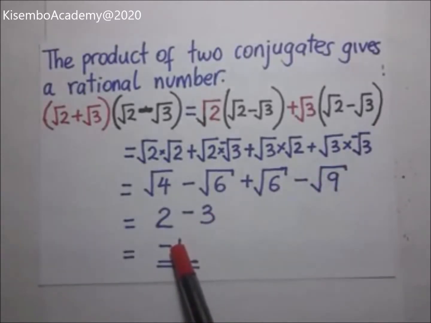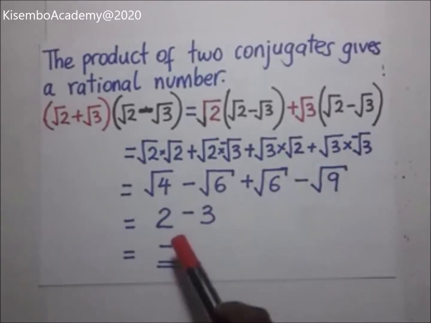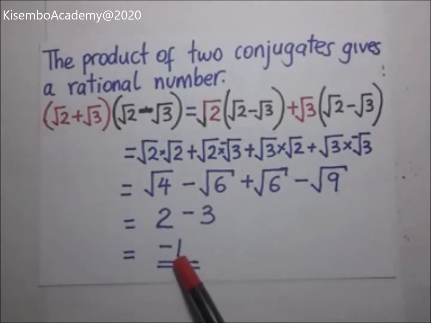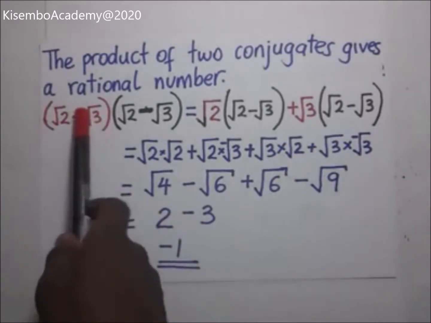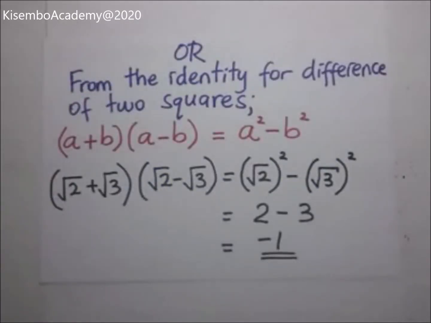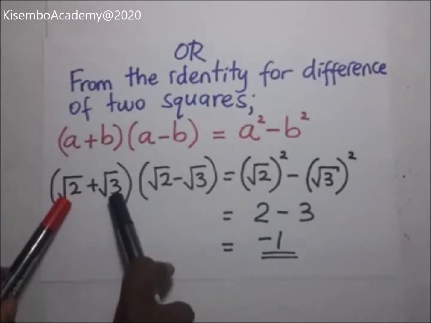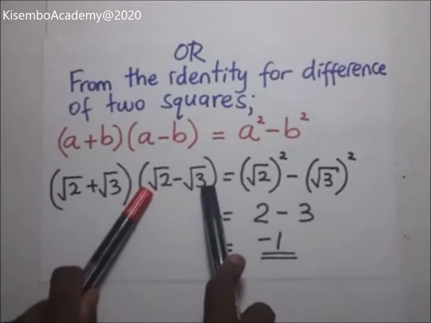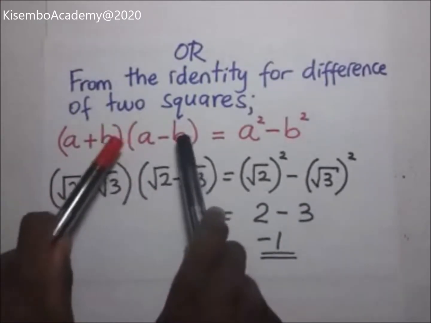You end up with your answer being negative 1. So now negative 1 is a rational number, and so this means that you have rationalized this surd. Now you realize that from our previous example, when we were rationalizing surds, this process of multiplying a surd by its conjugate gives us what we call a product of two squares.